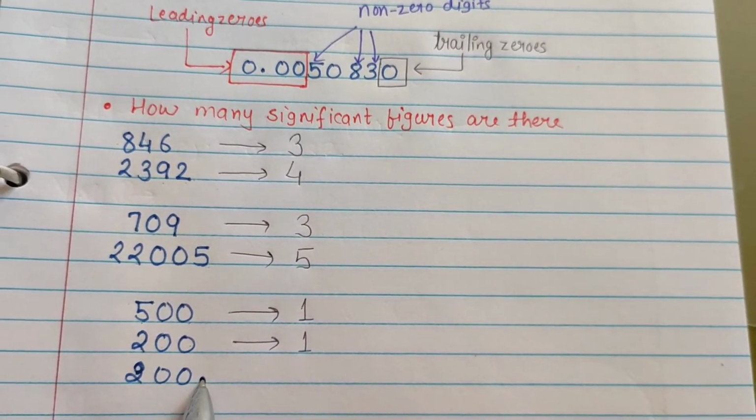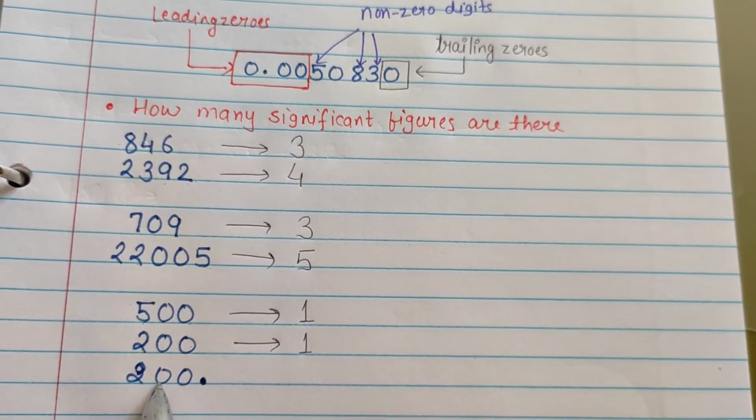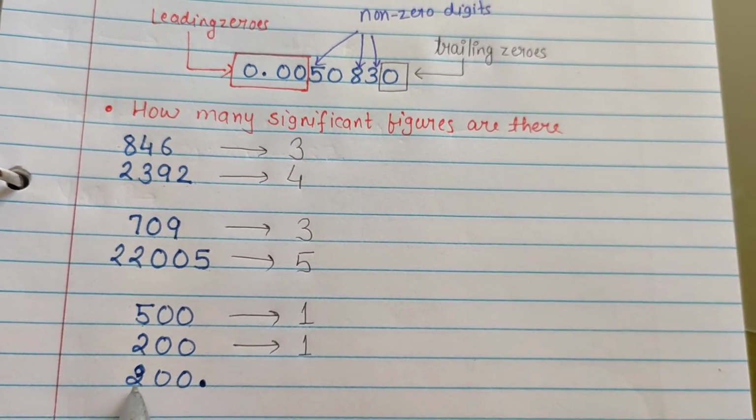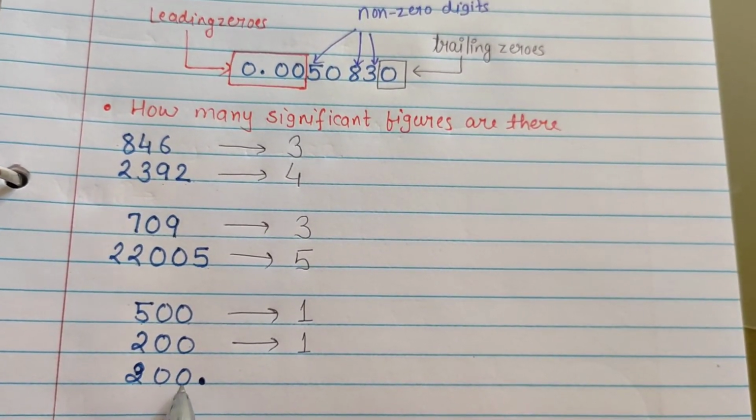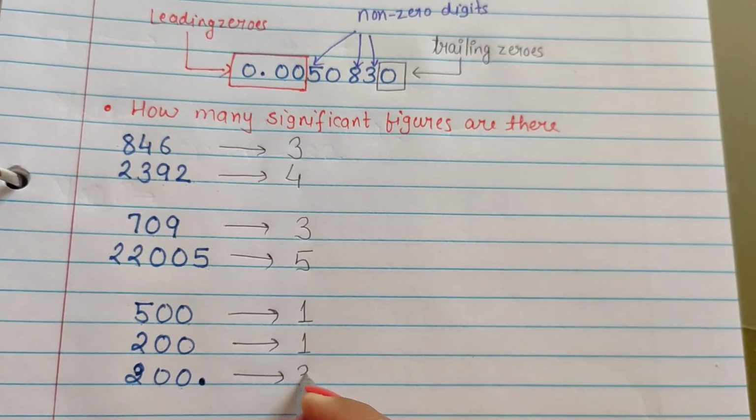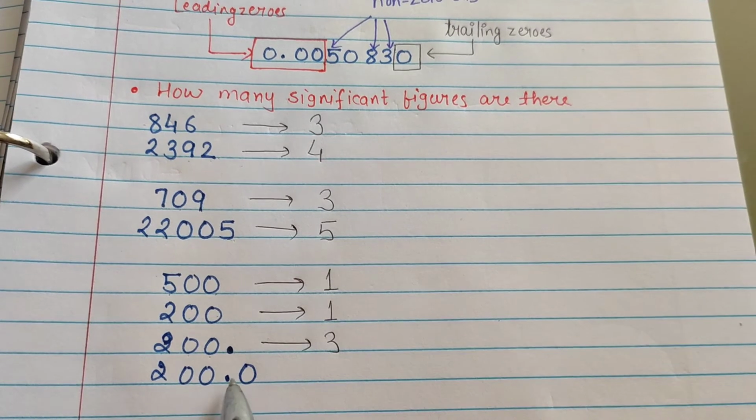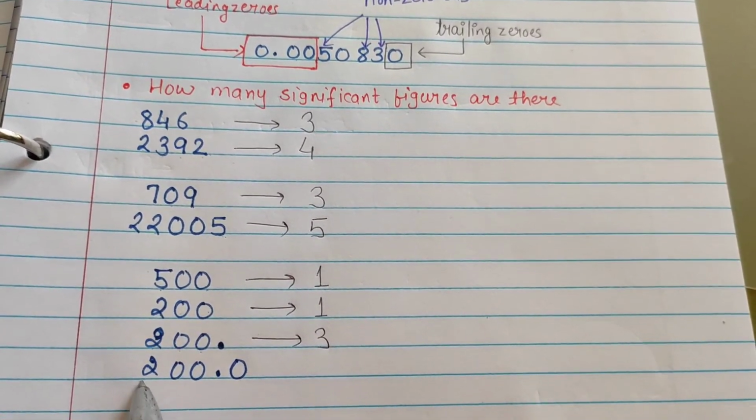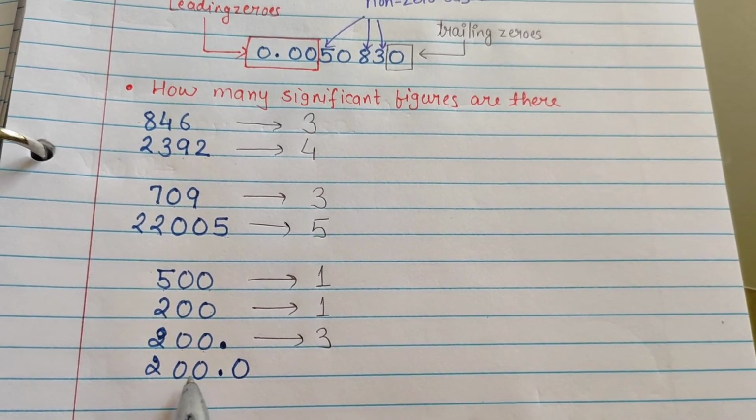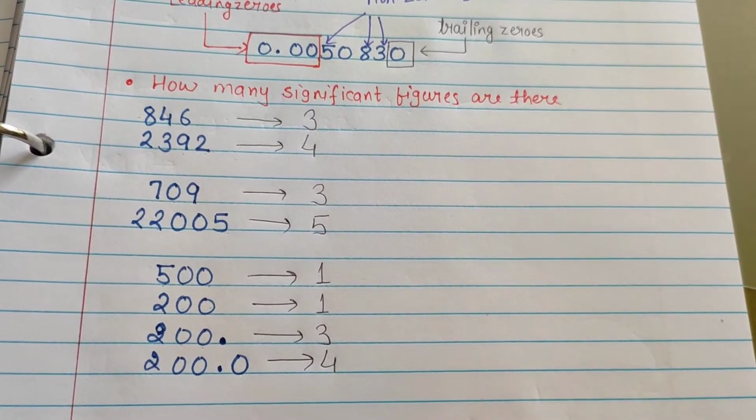Because of this decimal sign, all the zeros before this decimal sign become significant figures. So first significant figure, second and third significant figure. That means there are 3 significant figures. Now what if we have a trailing zero after this decimal point? It is counted. So first, second, third and fourth significant figures. Okay, so there are 4 significant figures.